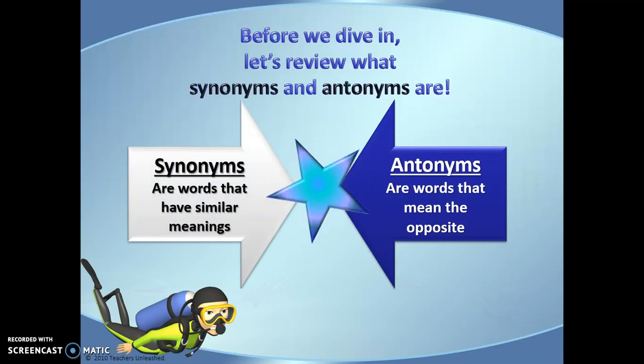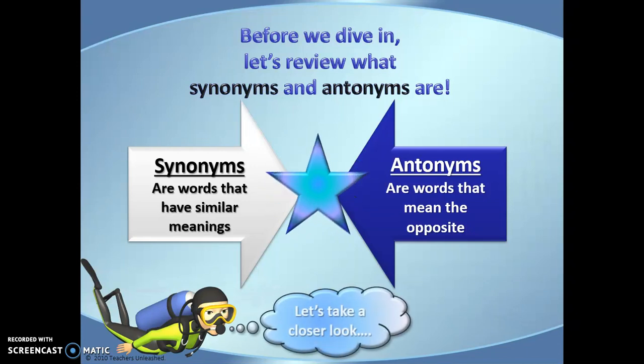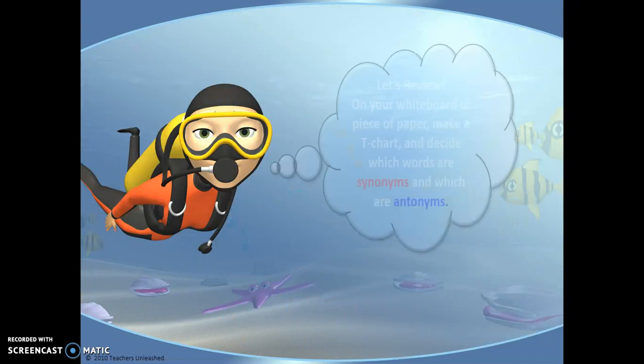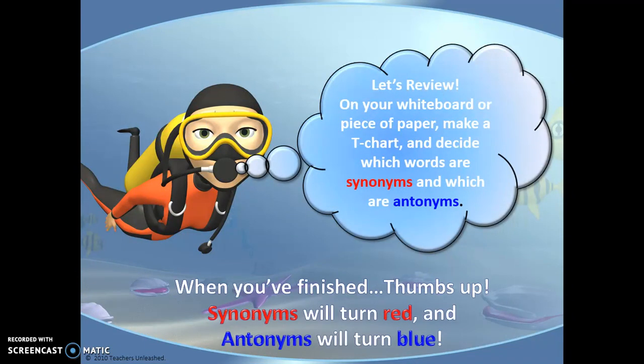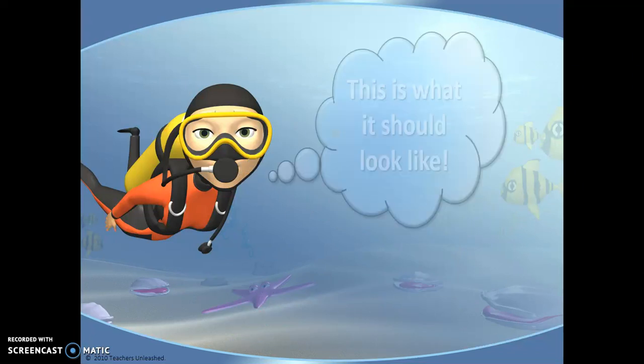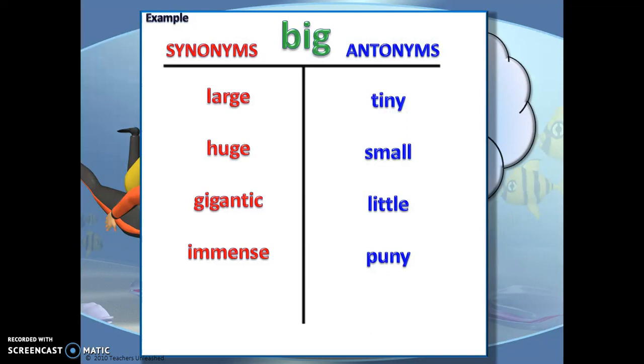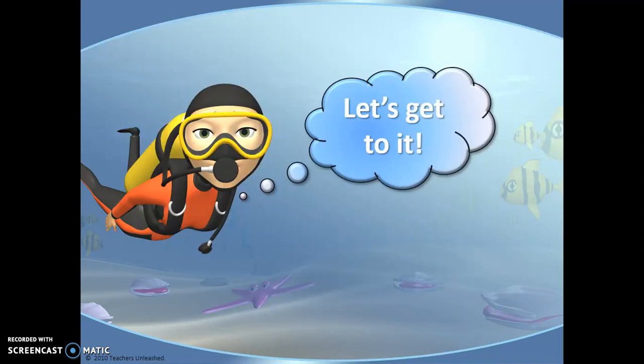Synonyms are words that have a similar meaning, and antonyms are words that mean the opposite. And so we did a review game with some whiteboards, and they divided the whiteboards into two sides, synonyms and antonyms. And synonyms would turn red, and antonyms would turn blue on the screen once everyone has answered. And then that's what it should look like on their whiteboards. In case we were short on time, I just had them do an S at the top or an A at the top for synonyms and antonyms, just to save time.